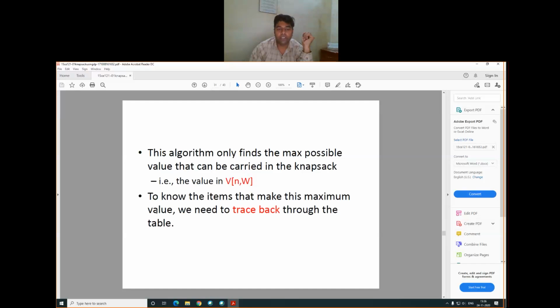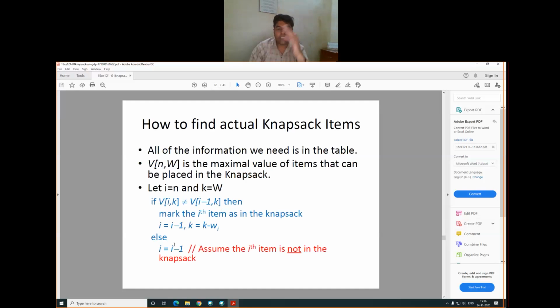Okay, the value is V[n,W], and to know the items that match this value, we need to trace back through the table. Okay, so how to find the actual knapsack items? All of the information we need is in the table. V[n,W] is the maximum possible value of the items that can be placed in the knapsack. Okay, let i equal n and k equal W. If V[i,k] is not equal to V[i minus 1,k], then mark the ith item as in the knapsack. And else, i is equal to i minus 1 and assume that the ith item is not in the knapsack.